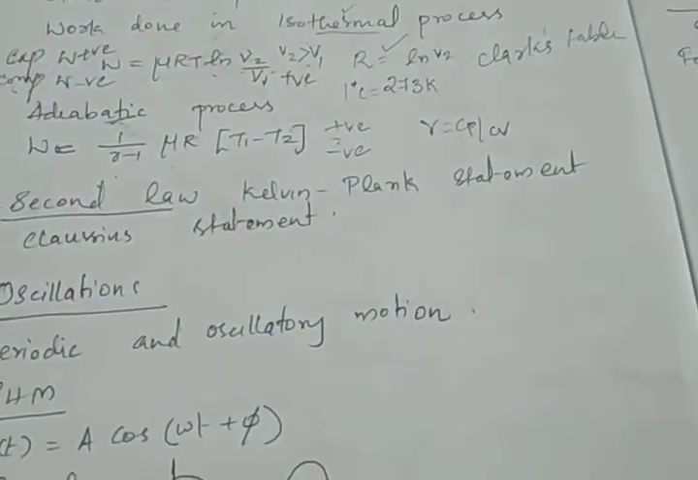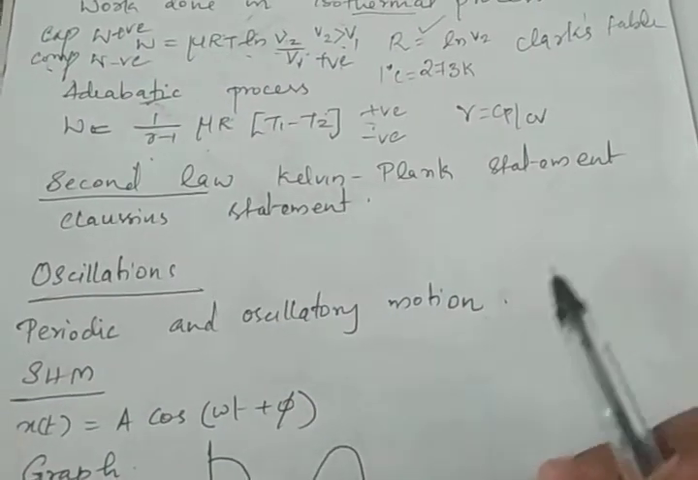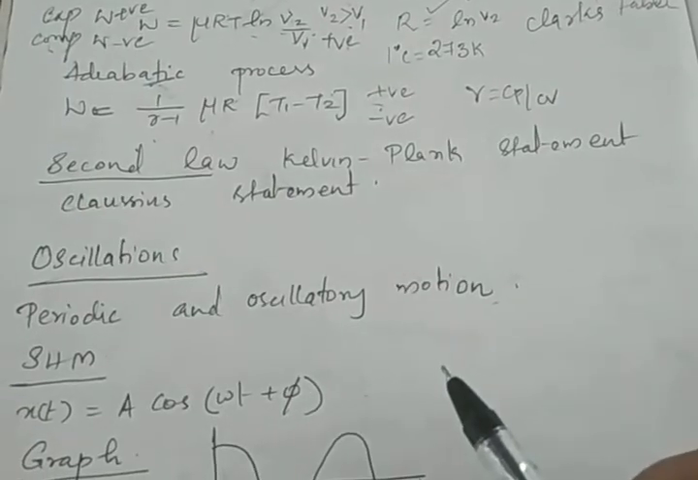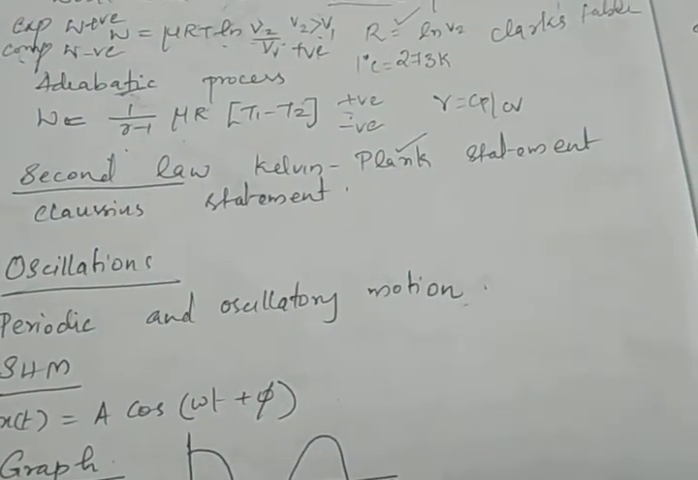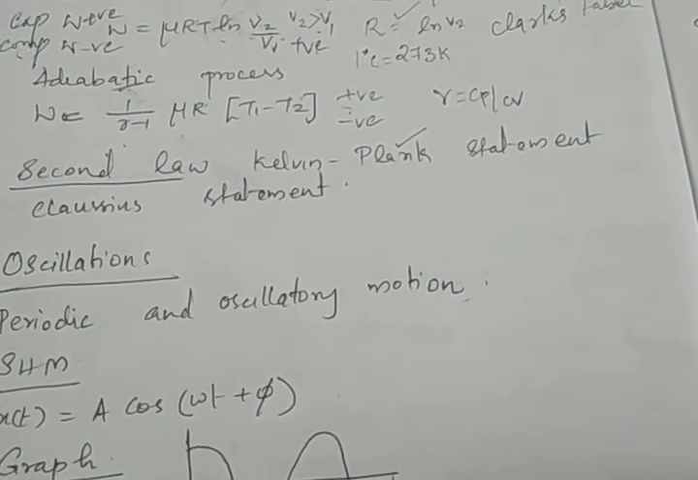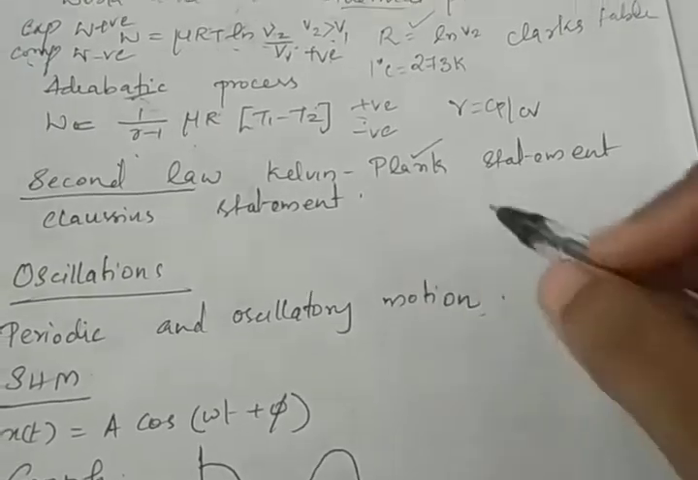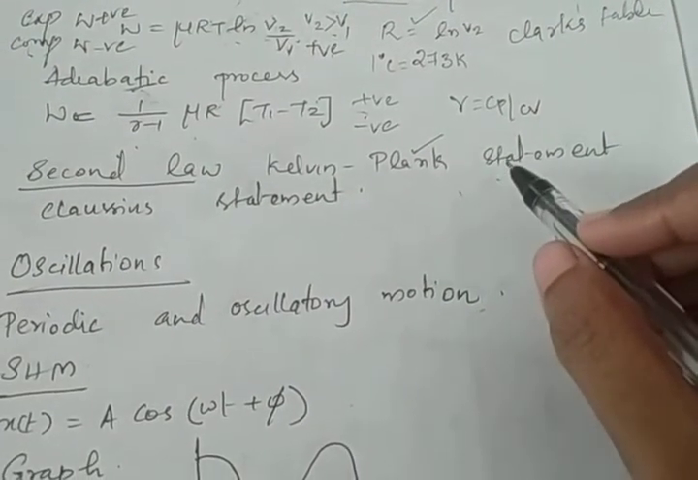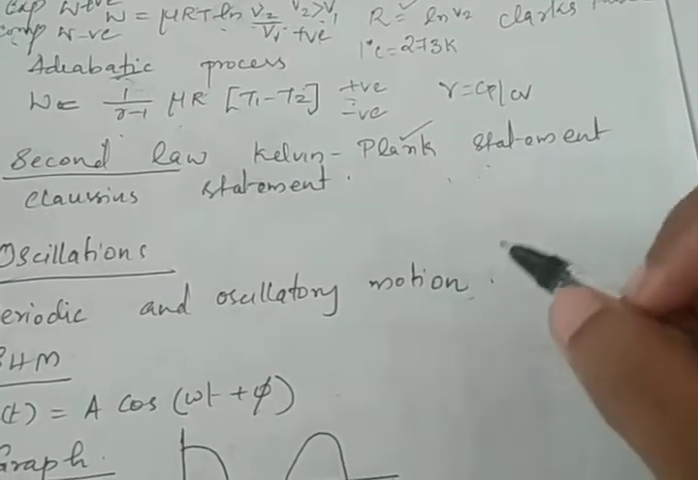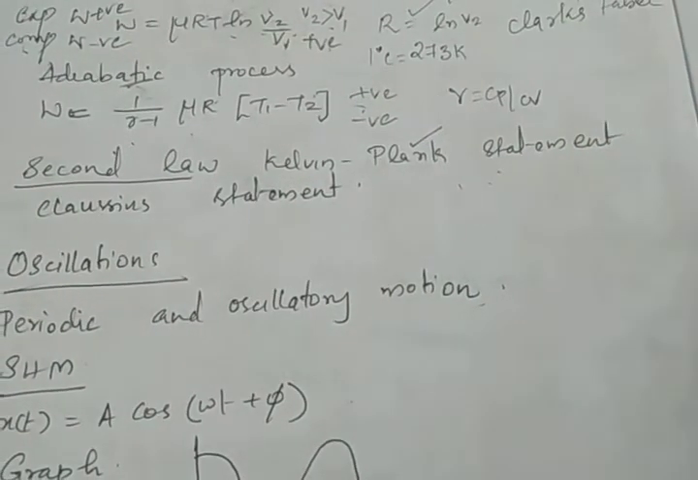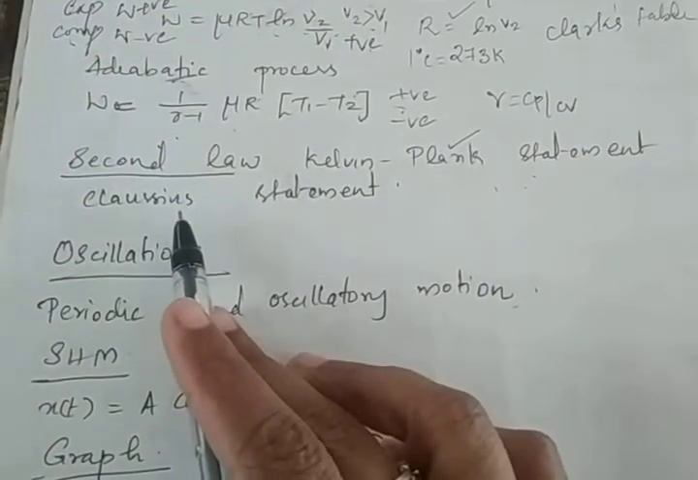And next is the second law. So two statements are there for second law. One is the Kelvin-Planck statement and another is the Clausius statement. Okay, so Kelvin-Planck statement states that no process is possible whose sole result is the absorption of heat and conversion of that heat into work. That means it is not possible to convert the whole heat absorbed to useful work. Some amount of heat energy absorbed is being wasted or dissipated through some form.